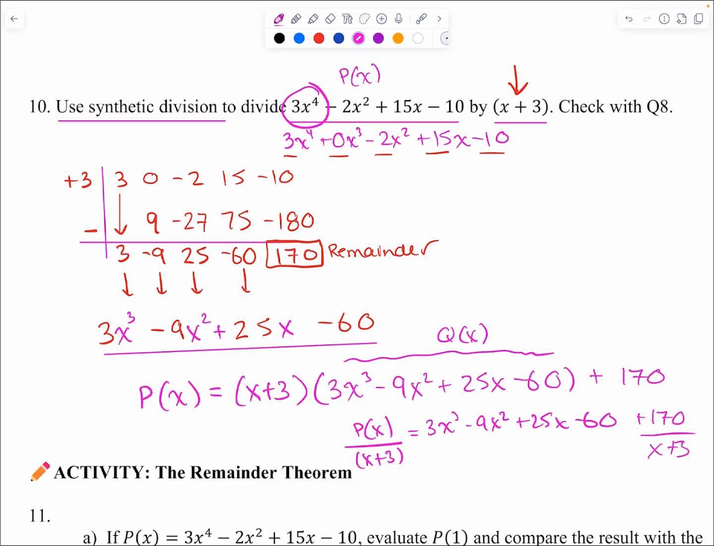So those are some steps here on how to synthetic divide and long division. This is going to come in handy in the next activities when we are asked to fully factor some larger polynomials.